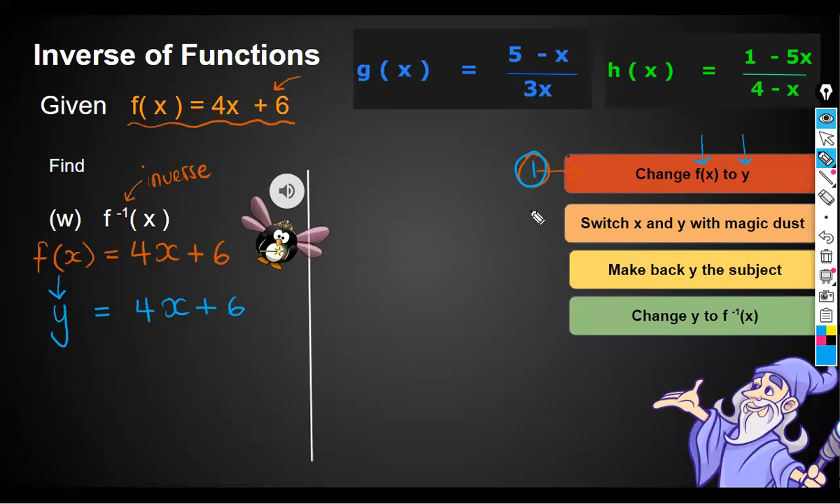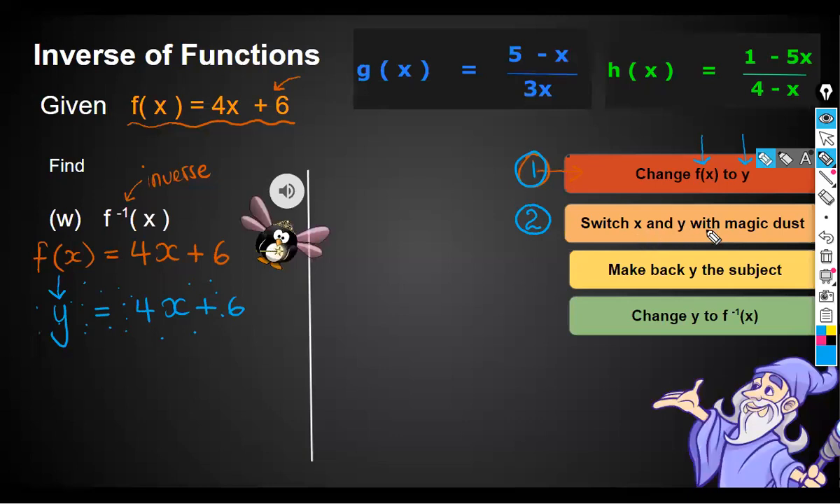Then we move on to the second step. The second step was a little thing with the little magic dust. Well, what we're going to do, we're going to sprinkle it. You'll remember what we would sprinkle it with last week. We would sprinkle it with what? Magic dust, right? So we're going to sprinkle the magic dust on this. And remember what the magic dust, or fairy dust, or whatever you want to call it, does. The magic dust switches x and y.